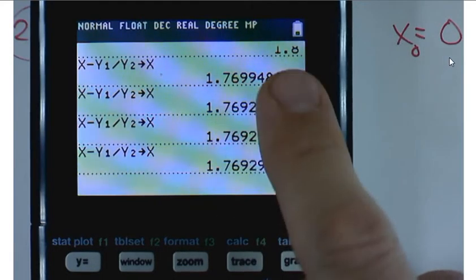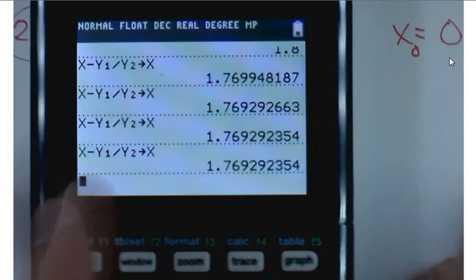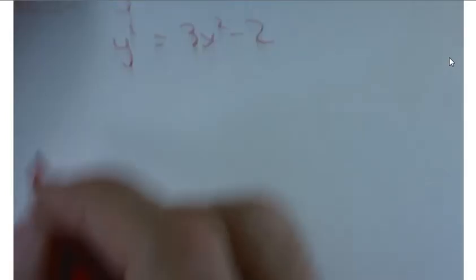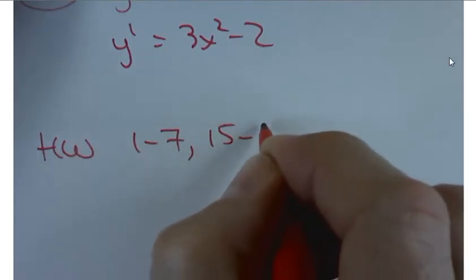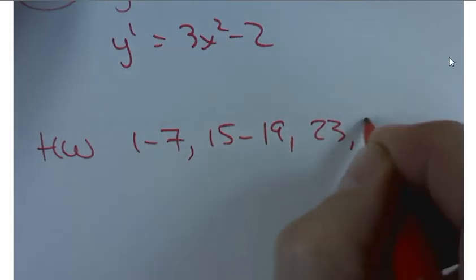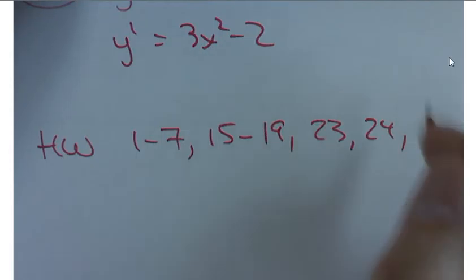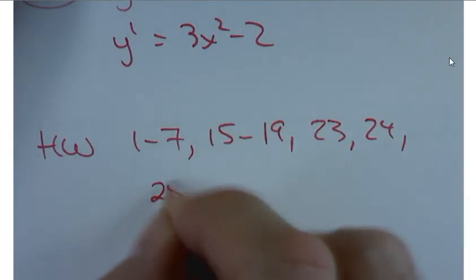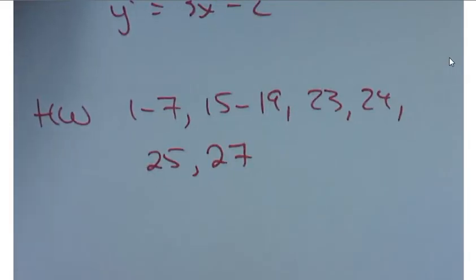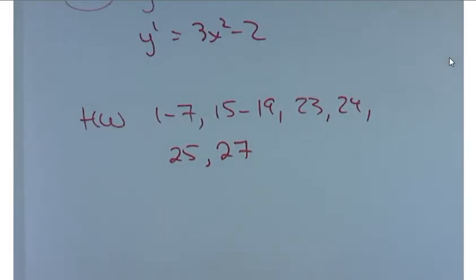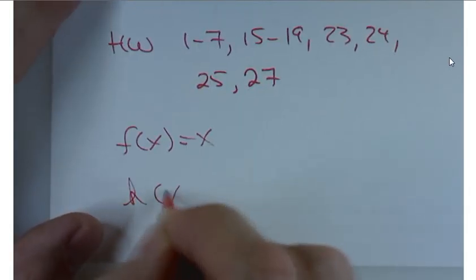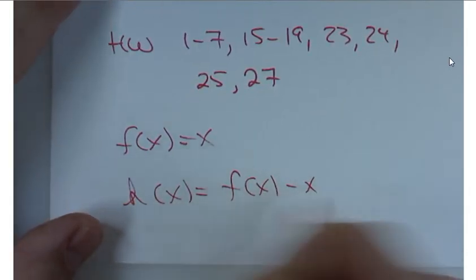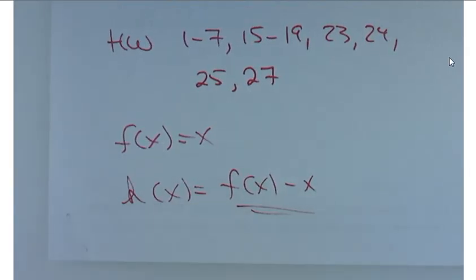Okay, for homework: one through 7, 15 through 19, 23, 24, which we've already done, by the way, 25, and 27. The last two ask you to find fixed points. So really a fixed point means you're trying to find where f of x equals x. Just create a new function like this and run Newton's method with that new function.